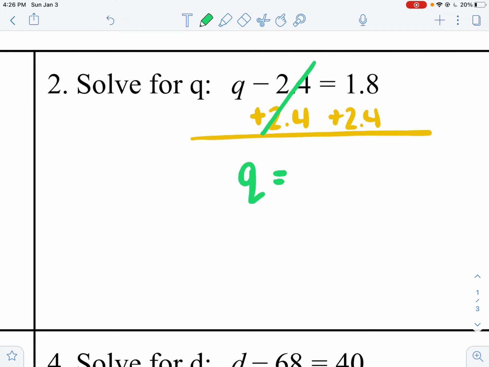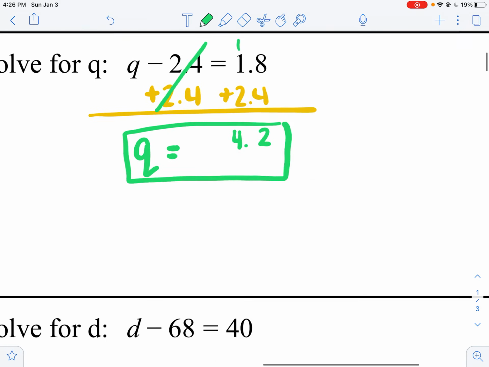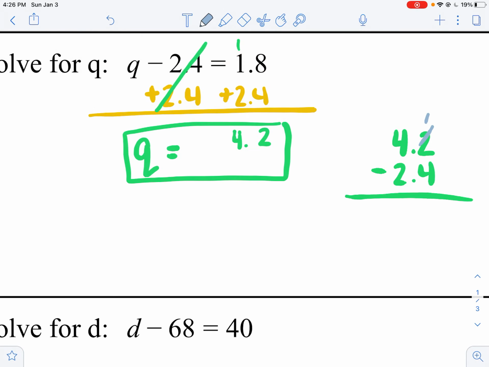And then we get to add these two decimal numbers together. 8 plus 4 is 12. Carry the 1. 2, 3, 4. 4.2. Okay? We're claiming that this is our answer. Let's just check. 4.2 minus 2.4. This should give us 1.8, but let's just make sure.